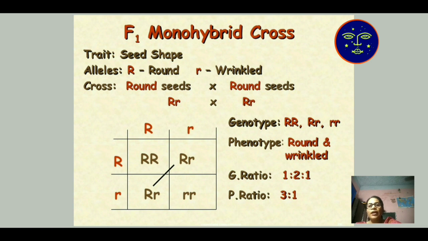In the phenotypic ratio, which is seen by our eye, we say that the ratio is 3 is to 1, because capital R, small r in the phenotypic ratio we calculate as the dominating character. The phenotypic ratio is 3 is to 1, whereas the genotypic ratio is 1 is to 2 is to 1. The phenotypic ratio we see with our eye. The genotypic ratio we do not see, we only calculate the value.